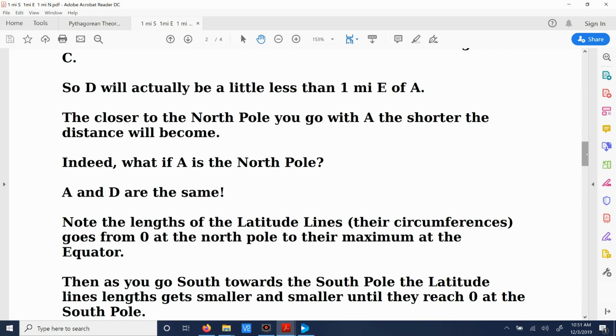Now, as you go up towards the North Pole with the point A, the distance between A and D is going to get shorter and shorter as you get nearer the pole.